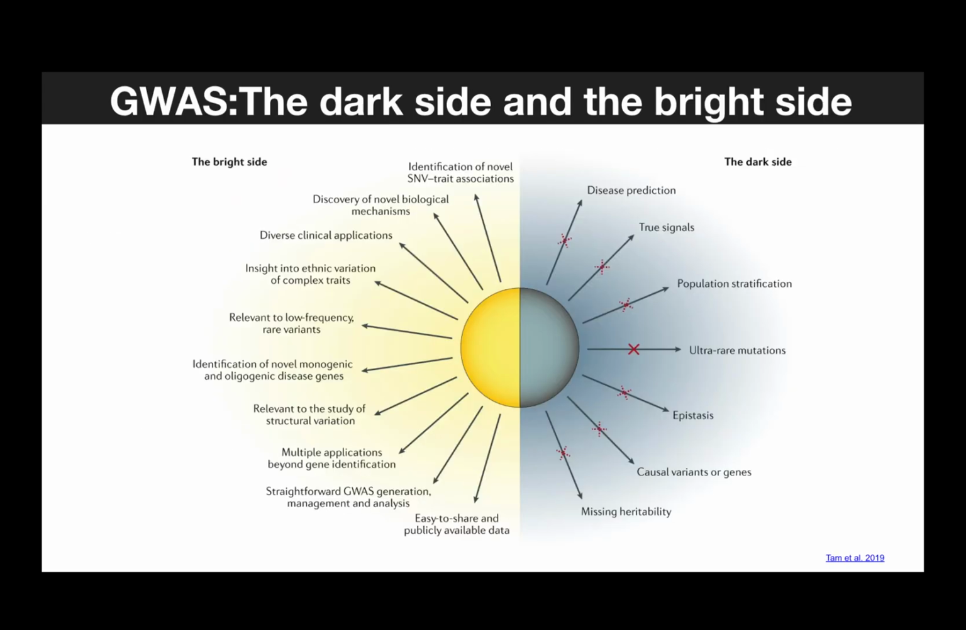Okay. So what is the dark side and the bright side, right? The association studies are a good starting point in the sense that they give you an idea about what predisposition or what association you get with a particular kind of mutation. So you can use it to discover novel biological mechanisms. You can use it to discover rare variants. Rare variants, for example, are those variants which you will only see in a very, very small number of individuals.